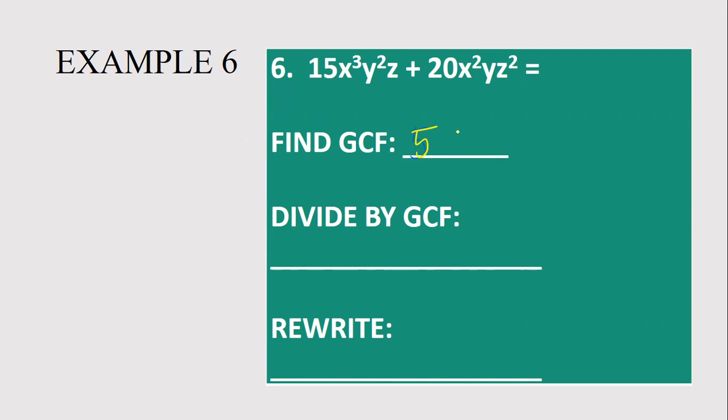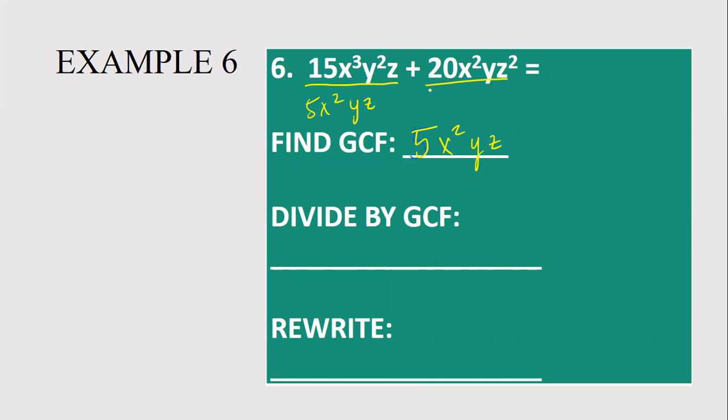And then for my variables, what'd y'all get? X squared and YZ. Good job. Because it's your least amount of variables. And then you divide each one.